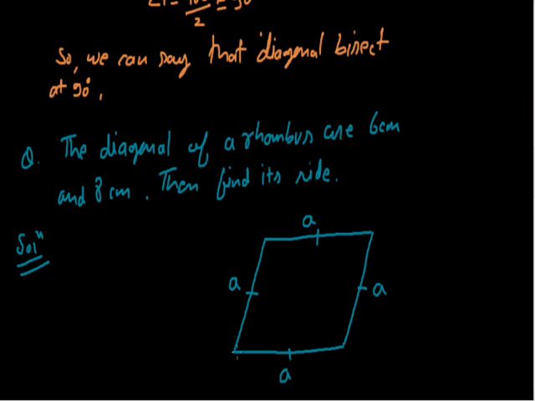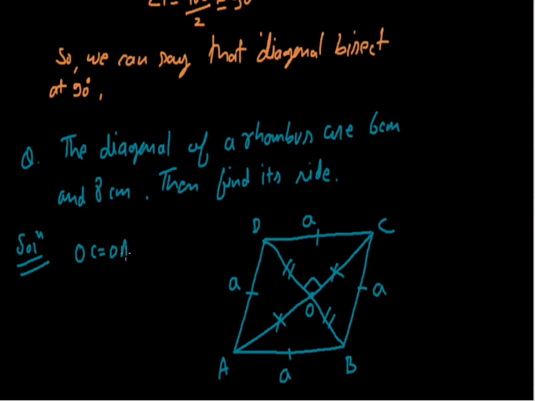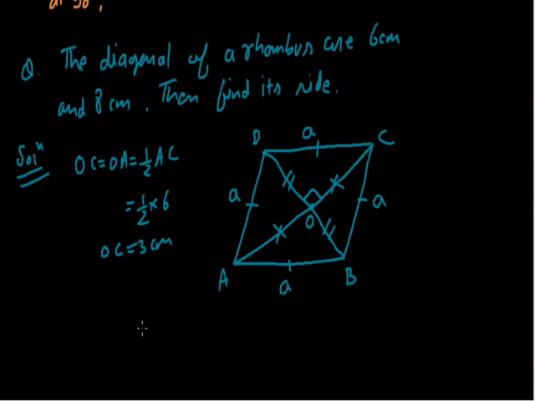Now the diagonals are given to us, 8 centimeter and 6 centimeter. Let's say this diagonal is 6 centimeter and this diagonal is 8 centimeter. This is the point of intersection. We know that in a rhombus the diagonals bisect each other at 90 degrees. So this is a 90 degree angle, and these lines are equal: OD equals OB and OA equals OC. So OC equals OA equals half of AC. As AC is 6 centimeter, half into 6 is 3 centimeter. So the length of OC is 3 centimeter. In the same way, OB and OD are both equal and they are half of BD.